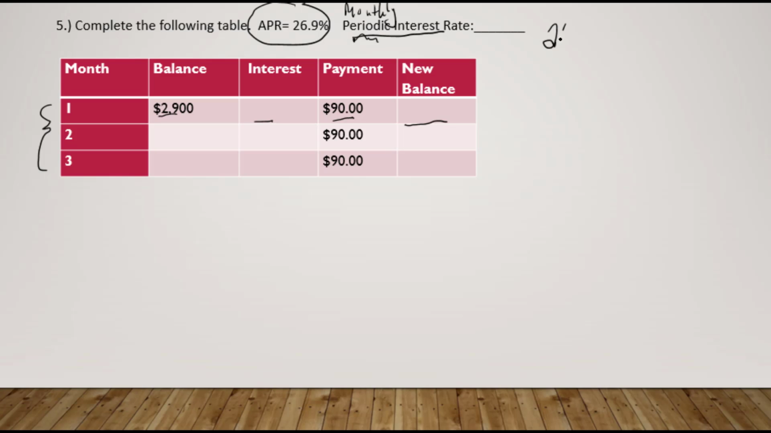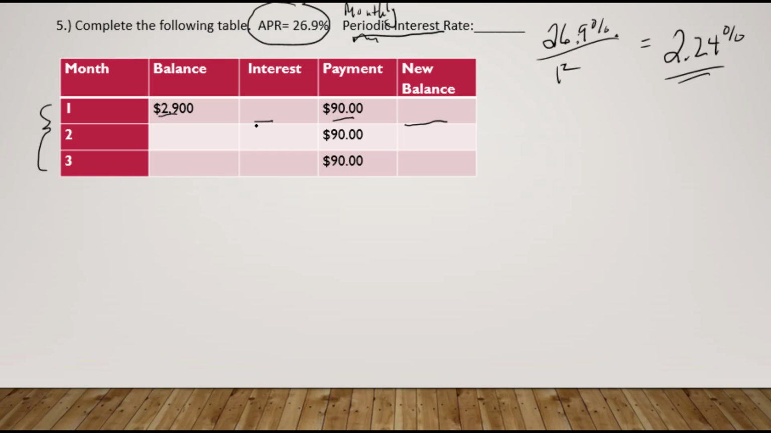Well, we take 26.9% and take 1/12 of it. Same thing as divided by 12. And I'm getting 2.24. That's rounded. That's good enough. And that's a percentage, right?